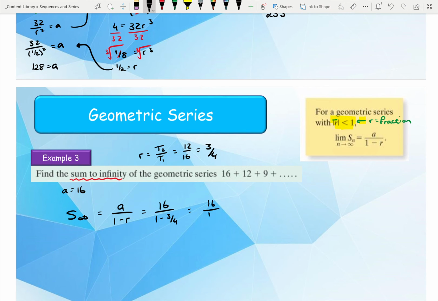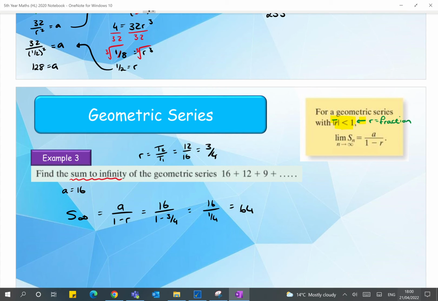So I have 16 over a quarter, which again, you can just use your calculator for this bit, guys, if you prefer. And 16 divided by a quarter gives me 64. Which means as this series gets smaller and smaller, and they're all added together, the number it's approaching is 64. Which you'll remember when we studied limits, guys, in differentiation.